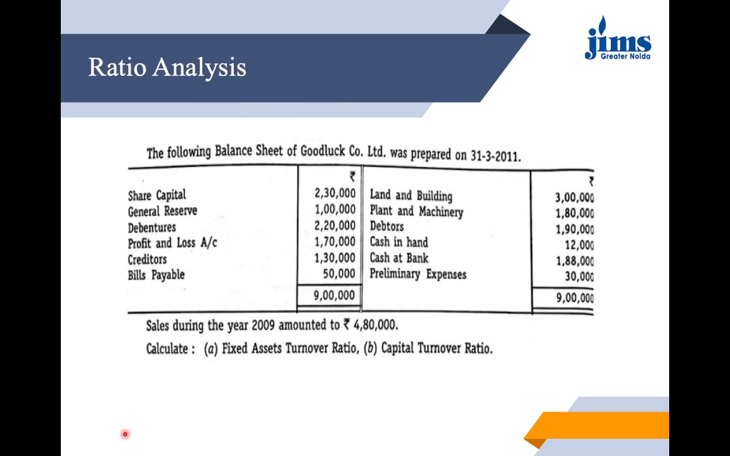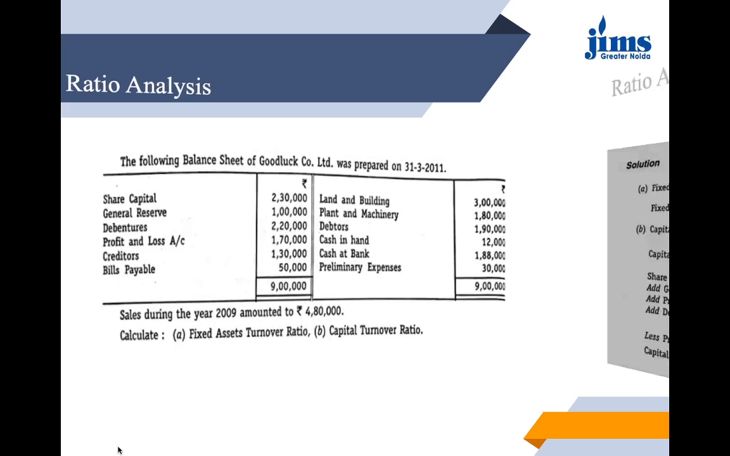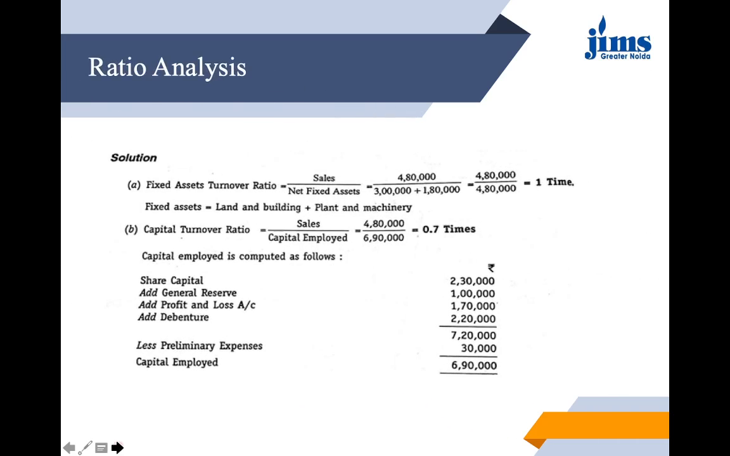Here is a numerical where you can find out the fixed assets turnover ratio and capital turnover ratio. You can check out the material given here in the liability side and the asset side of the balance sheet and use it accordingly to put it in the formulas that were taught in the previous pages, calculate the values and match it up. If you have any query regarding this, you may write to me.